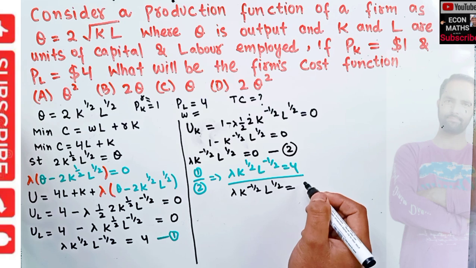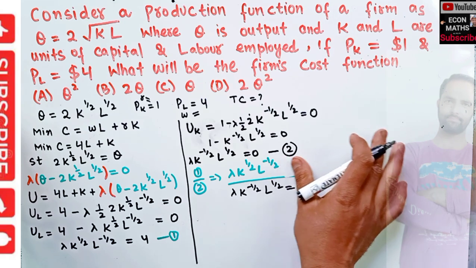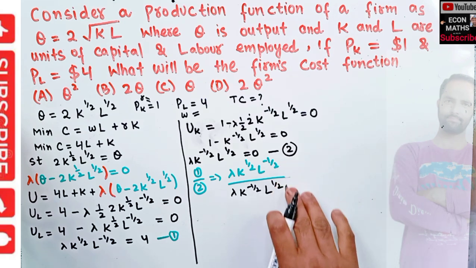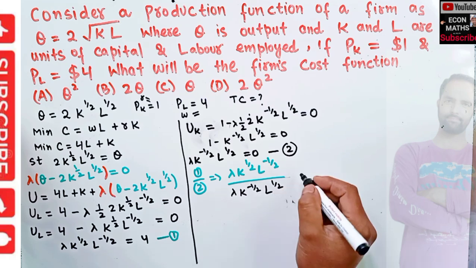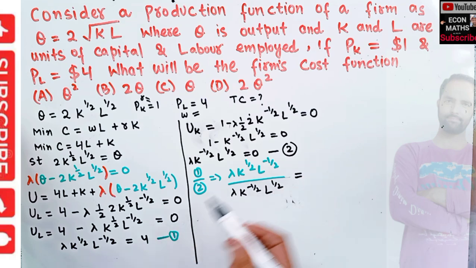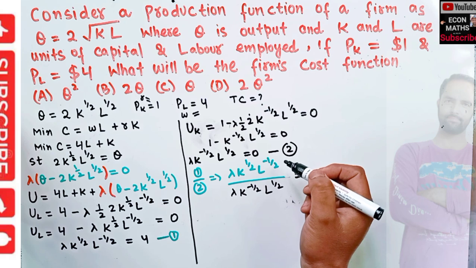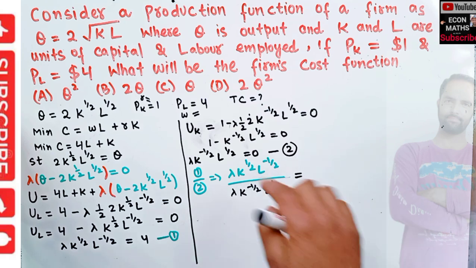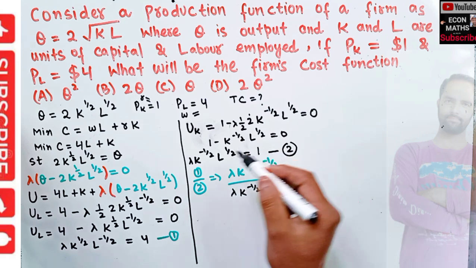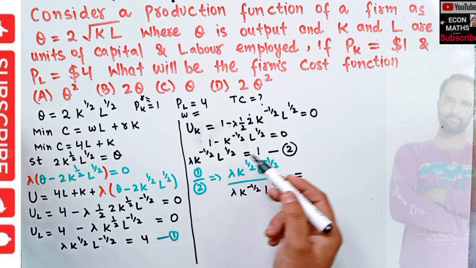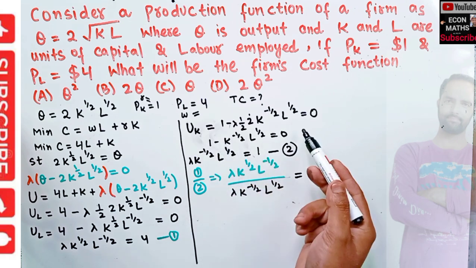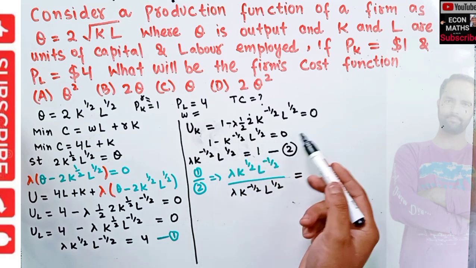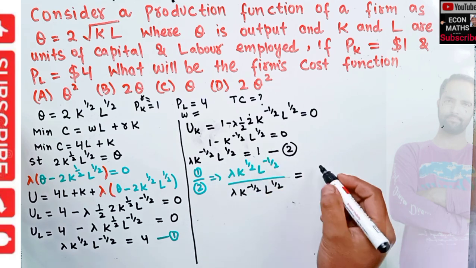is equal to, here we have 4 divided by 1. Okay, so when we rewrite it, when we transpose it here, it will become this stuff. Simple thing.